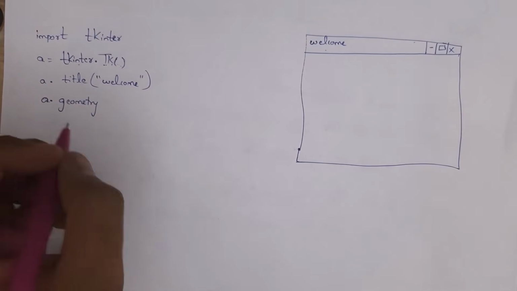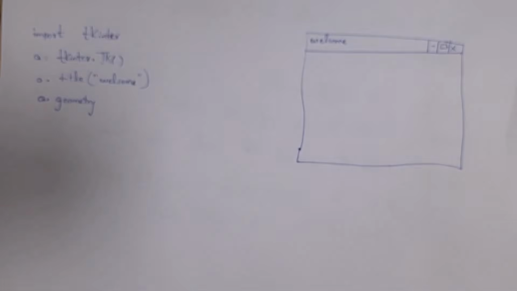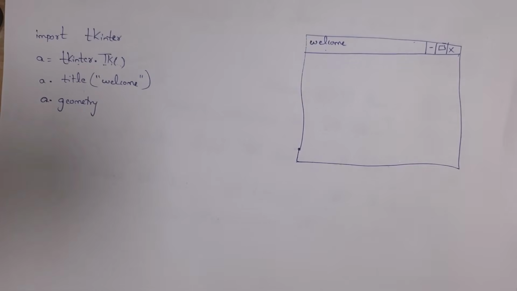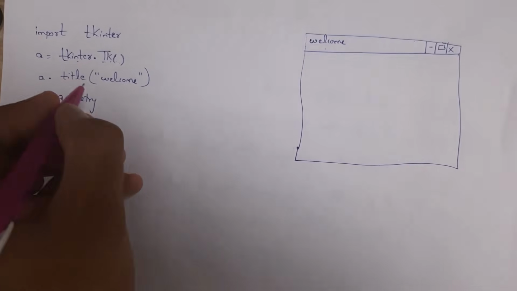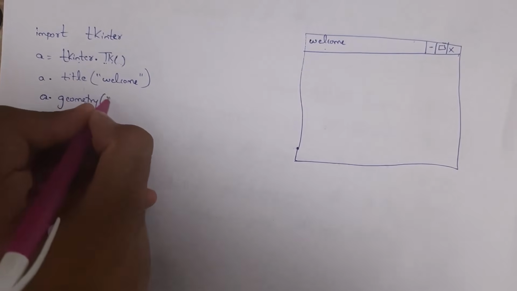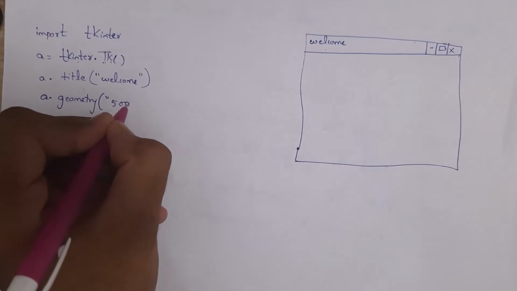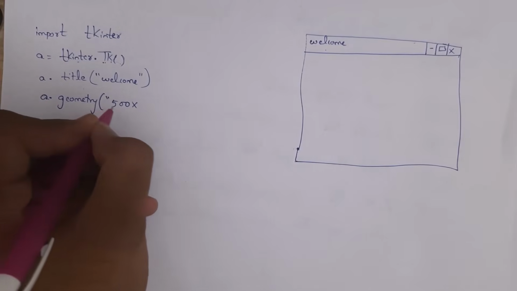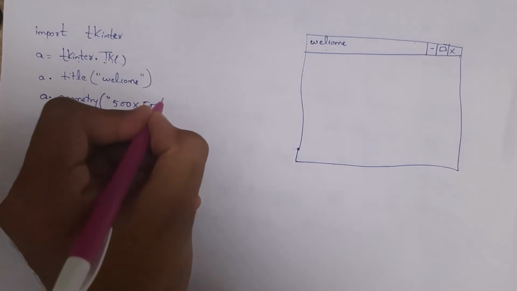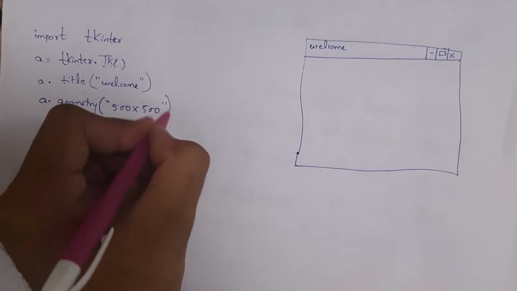By using geometry method, we can fix size to our window. I want to fix size, that is height 500 and width 500. Inside geometry method you need to write 500. Guys, don't write here star symbol, just take here small x symbol. 500 x 500. Double quotations close and close bracket.